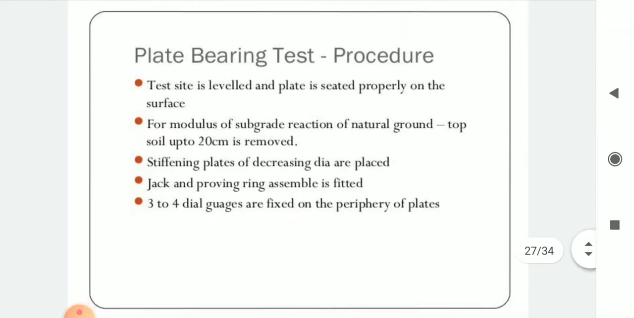Then what is the procedure for the plate bearing test? Okay, so let's start. First, the test site is labeled and the plate is seated properly on the surface. Then, for modulus of subgrade reaction of natural ground, topsoil up to 20 cm is removed. Then stiffening plates of decreasing diameter are placed and the jack and proving ring assembly is fitted. Then 3 to 4 dial gauges are fixed on the periphery of the plates.